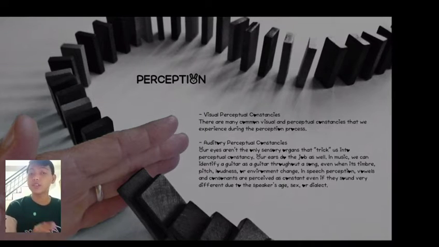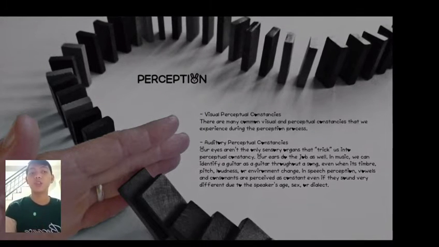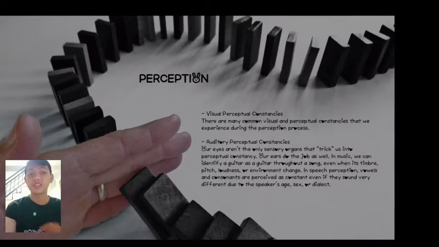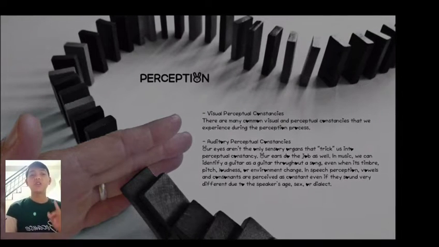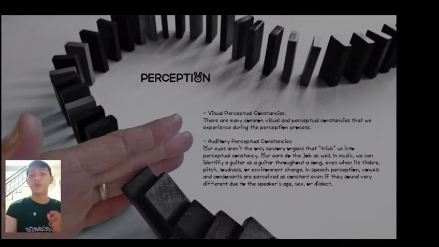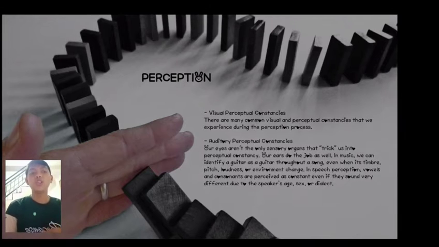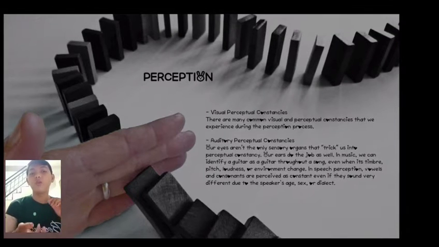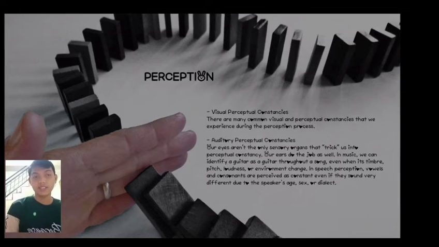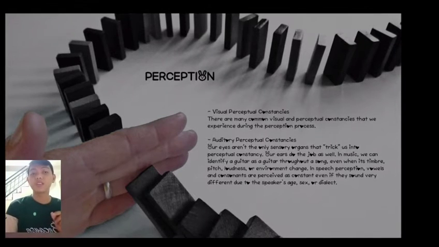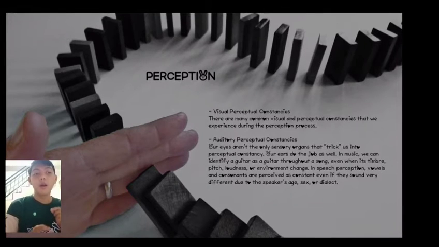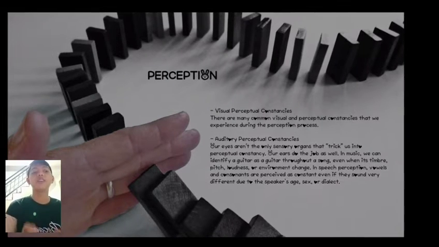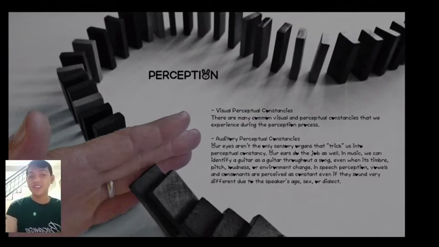Of visual perceptual constancies, there are many common visual and perceptual constancies that we experience during the perception process. And the second, auditory perceptual constancies. Our eyes aren't the only sensory organs that trick us into perceptual constancy. Our ears do the job as well. In music, we can identify a guitar as a guitar throughout a song, even when its timbre, pitch, loudness, or environment change. In speech perception, vowels and consonants are perceived as constant even if they sound very different due to the speaker's age, sex, or dialect.